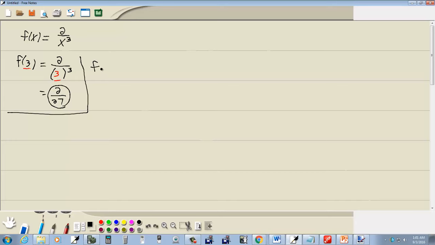Now our second one, f of -1. Again, we'll go back to our original function. Everywhere we have an x, we'll put in parentheses. So we've got 2 over parentheses to the third power. Whatever's inside the parentheses here is automatically what goes here, so put in -1. Now -1 to the third power: -1 times -1 is a positive 1, times another -1 is -1. And 2 over -1 gives us -2.